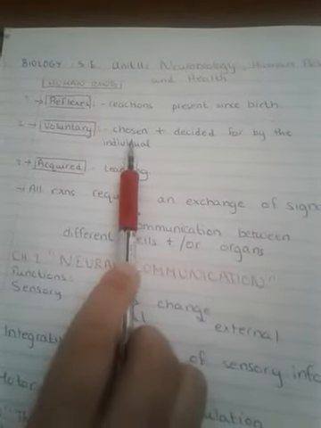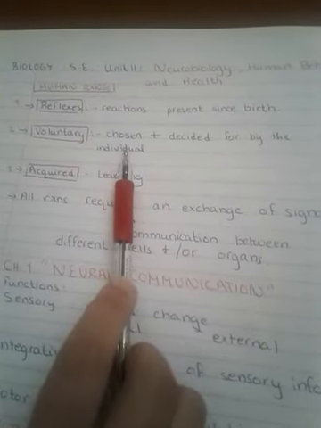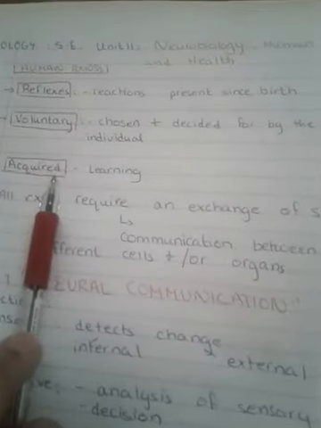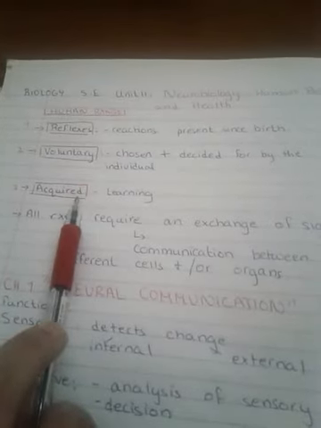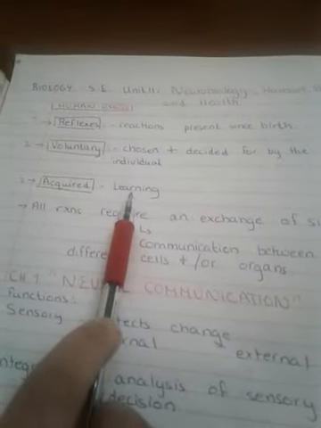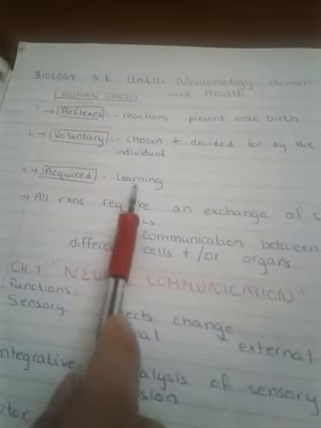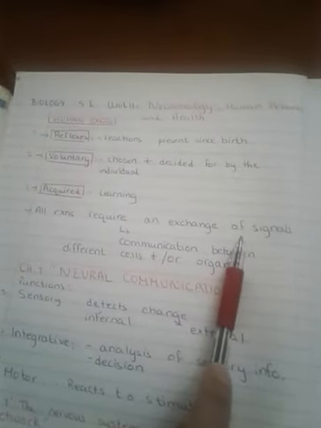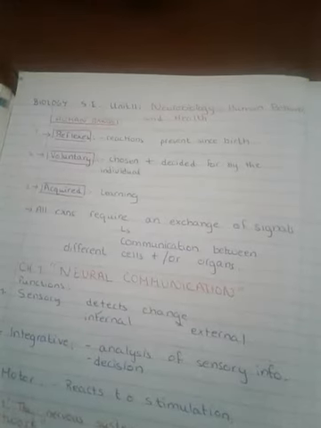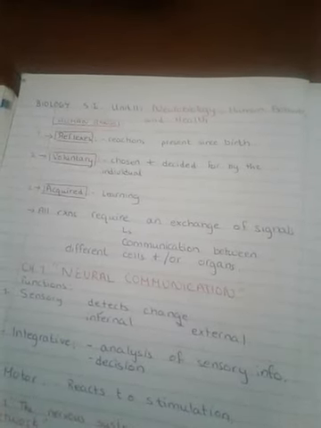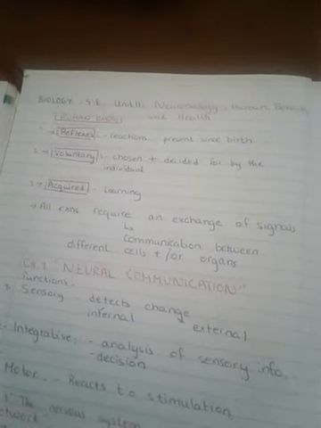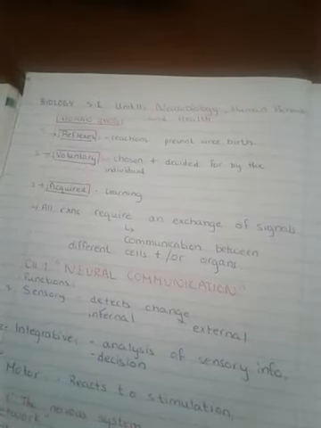Okay, we go to the voluntary ones, which are reactions chosen and decided by the individual. You decide if you want to stand up and walk. You decide if you want to remove your hand upon touching something hot. So this is a voluntary reaction. Acquired reactions are reactions that you start doing because you learn. So you learn that you have to read and understand something. This is acquired. So all reactions require an exchange of signals. We need communication between different cells and or different organs in order for a reaction to occur. We need communication, for example, between your hands and the brain in order for you to catch a ball.